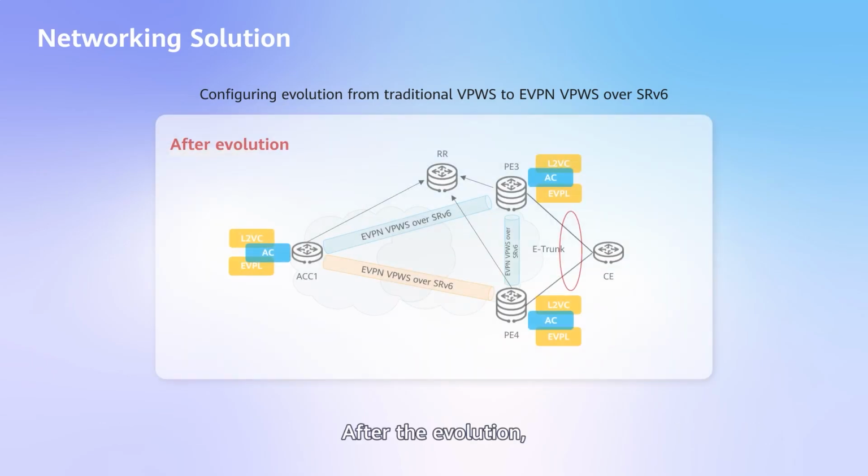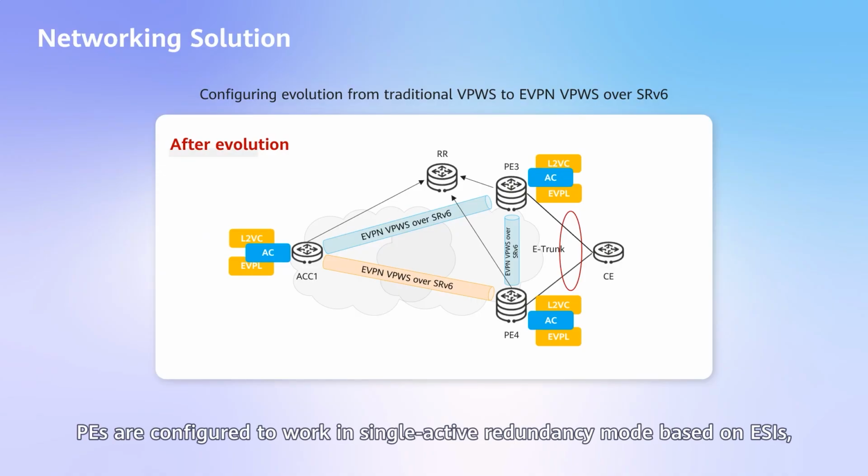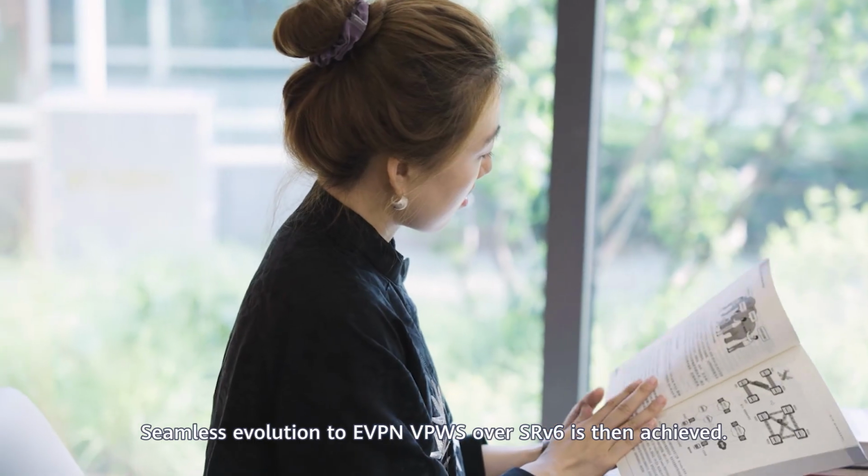involved. After the evolution, BGP VPN routes are advertised between the ACC and PEs through an RR. PEs are configured to work in single active redundancy mode based on ESIs, and EVPN VPWS services are carried over SRv6 tunnels. Seamless evolution to EVPN VPWS over SRv6 is then achieved.